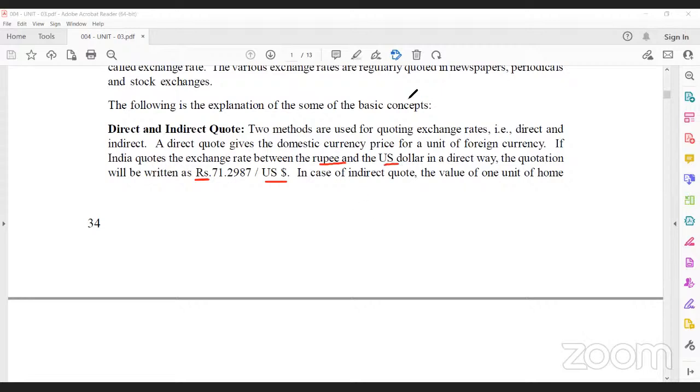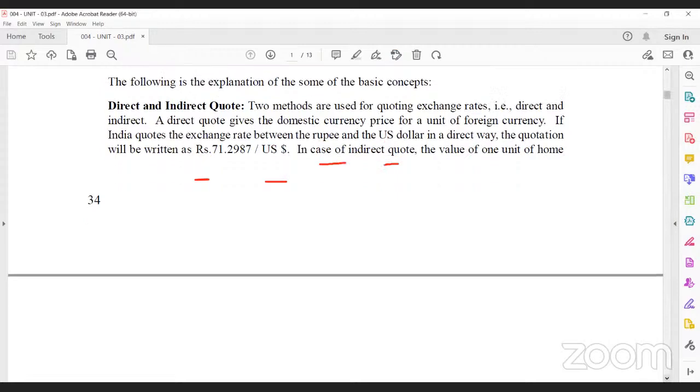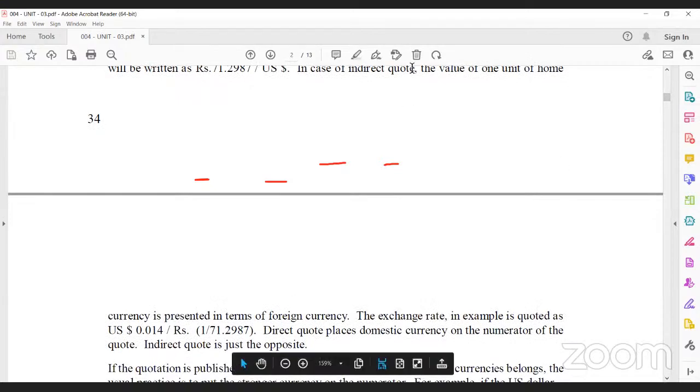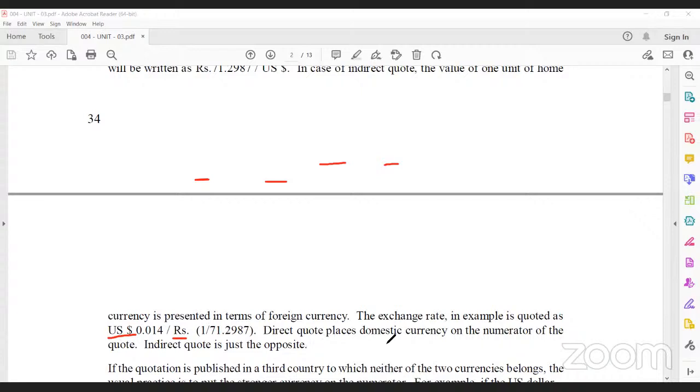Now, on the other side, indirect quote. What is indirect quote? Indirect quote is the value of 1 unit of home currency represented in terms of foreign currency. This is US dollar and this is rupees. The exchange rate in this example is quoted as US dollar 0.014 per rupee. Direct quote places domestic currency on the numerator of the quote. Indirect quote is the opposite of it.